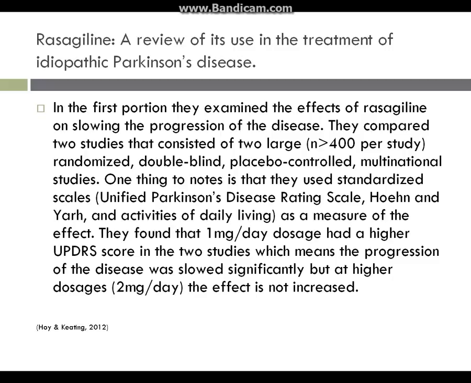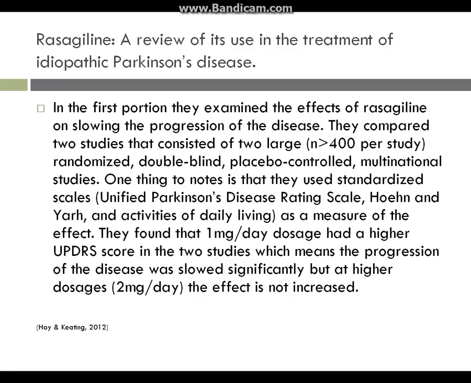efficacy. So, in the first portion, they examine the effects of rasagiline on slowing the progression of the disease. They compared two studies that consisted of two large, randomized, double-blind, placebo-controlled multinational studies. By large, I mean they had greater than 400 participants per study. One thing to note is that they used standardized scales like the Unified Parkinson's Disease Rating Scale, the Hoehn and Yahr scale, and the Activities of Daily Living scale as a measure of the effect.